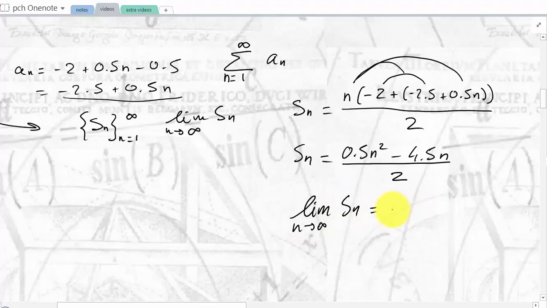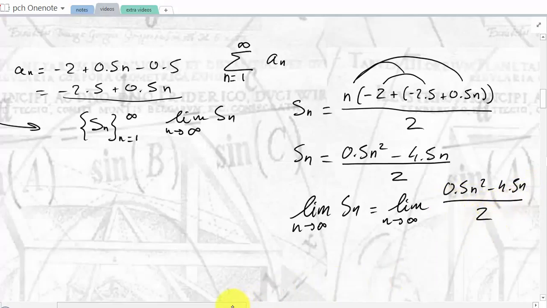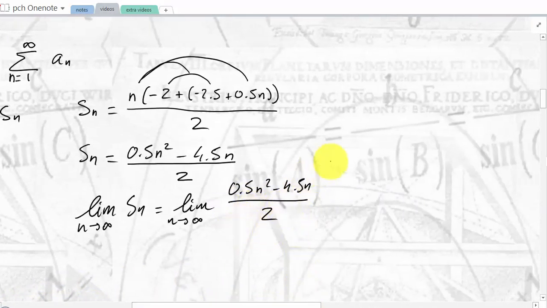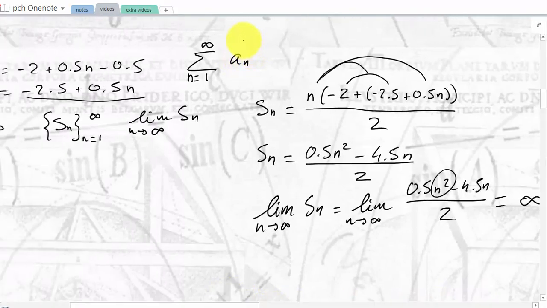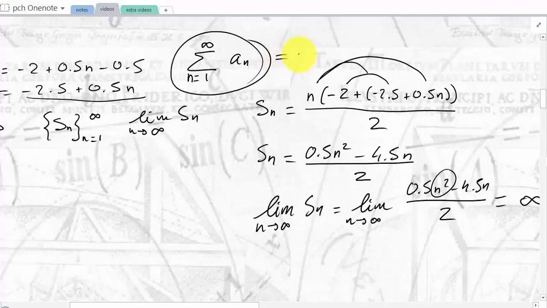Now guys, this is a question we've answered very early on this year. This is just a limit, the end behavior of a function, right? 0.5 n squared minus 4.5 n over 2. And it's an end behavior we know very well. It's the end behavior of a quadratic function, and since it is concave up, this is going to be equal to infinity. Therefore, this series does not converge, it diverges. It's actually equal to infinity this time.